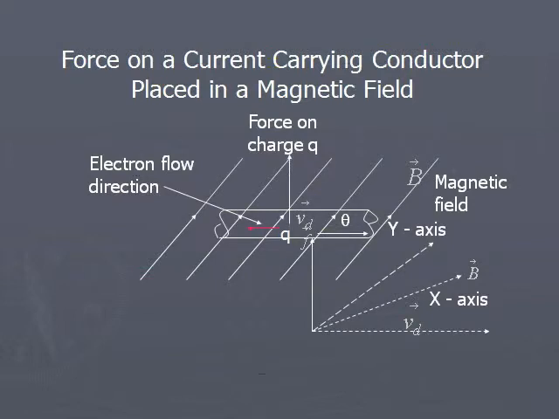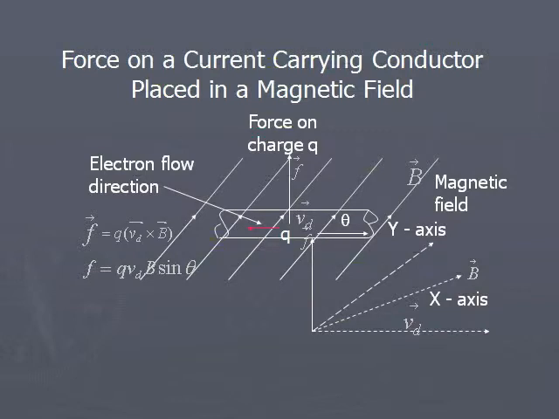The force is given by Q into Vd bar cross B bar. Vd represents drift velocity. So F bar is equal to Q into Vd bar cross B bar.